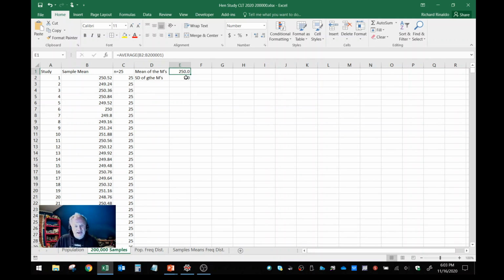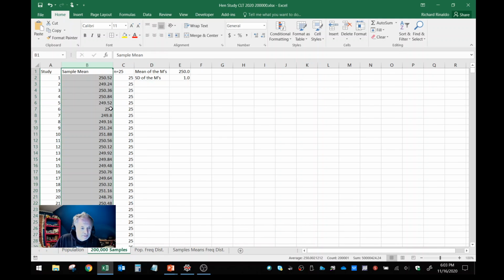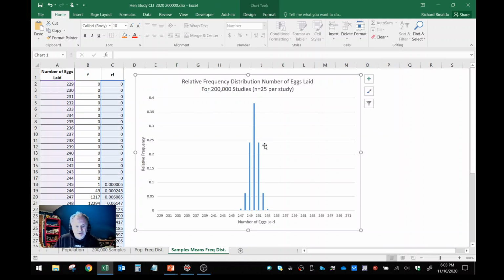Now, what's interesting is the standard deviation of those sample means. The standard deviation of these 200,000 sample means is 1. It differs from the standard deviation of the population of hens. These are individual hens, whereas these are not individual hens. These are samples of 25 hens. What it means is the standard deviation for this distribution of sample means is a lot less.